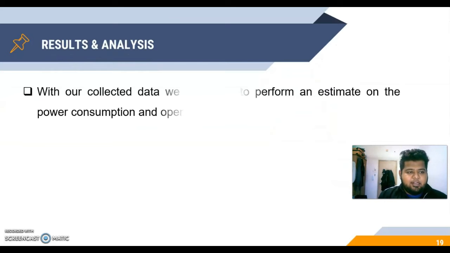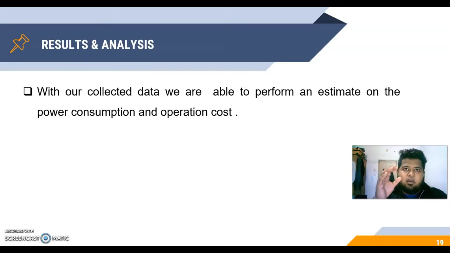For the results and analysis, we have collected data, so we were able to perform an estimate on the power consumption and operation cost. The data that we collected were the specifications of the aircon and the site measurements. By using these two sets of data, we were able to do the power consumption estimate and operation cost. What is operation cost? Operation cost includes the installation cost and also the maintenance or even repair costs which are involved during the long term of using the HVAC device.